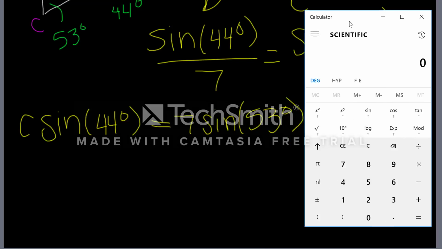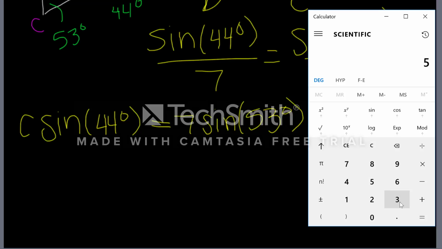So I've got my calculator here. So there's the sine of 53. We'll multiply that by 7. So that's our right side. And then what we want to do next is divide by the sine of 44. So there's divide. There's the sine of 44. We'll hit enter and get 8.0477 and so on and so forth.